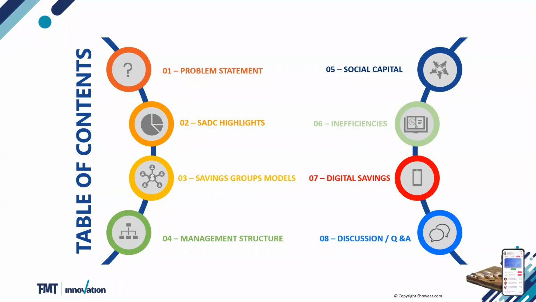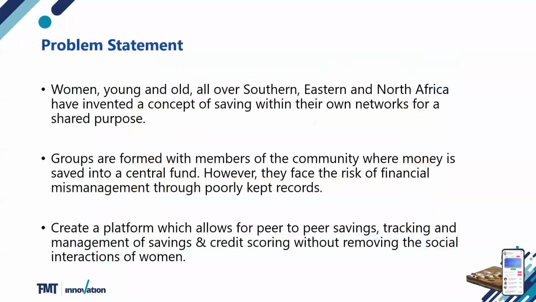Now, I'm going to start off by going through the problem statement, which is women, young, old, all over Africa have invented the concept of saving within their own networks for a shared purpose. Now, the groups are formed with members of the same community where money is saved into a central fund. However, they face the risk of financial mismanagement through poorly kept records. Now, your challenge is to create a platform which allows for peer-to-peer savings, tracking and management of savings, as well as credit scoring without removing the social interactions of women.